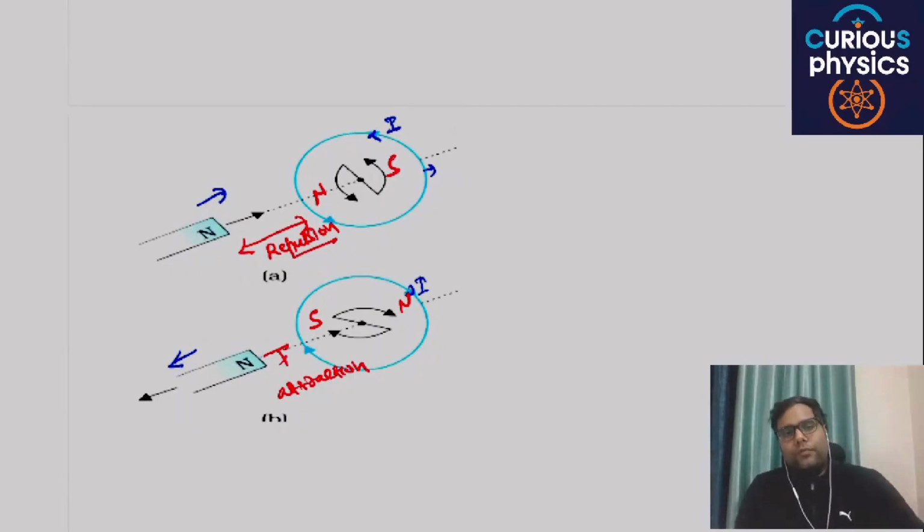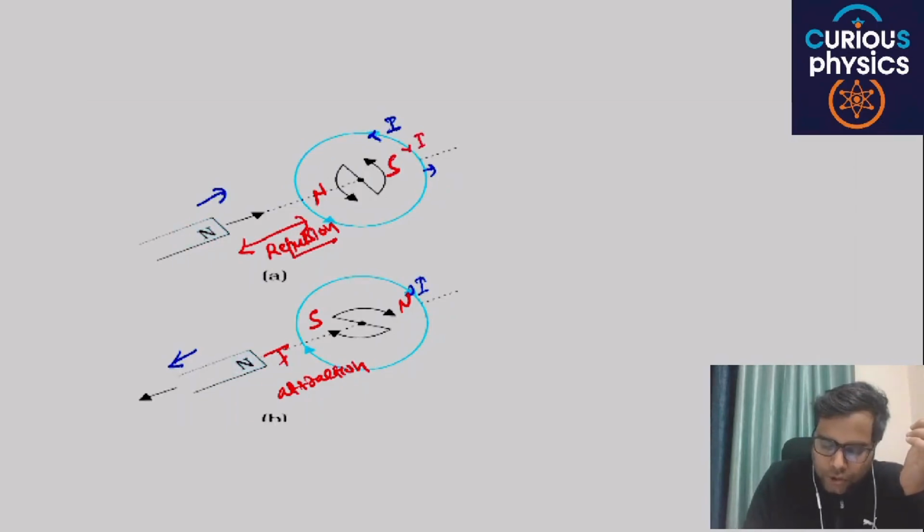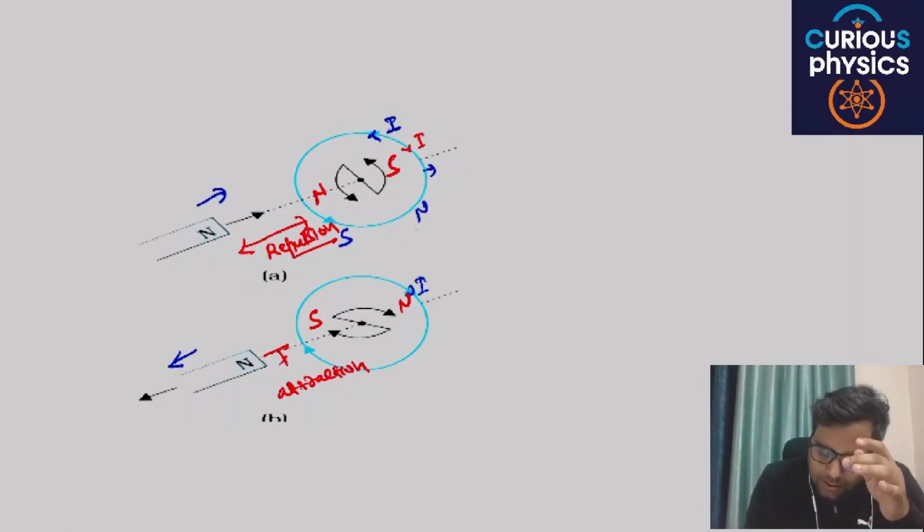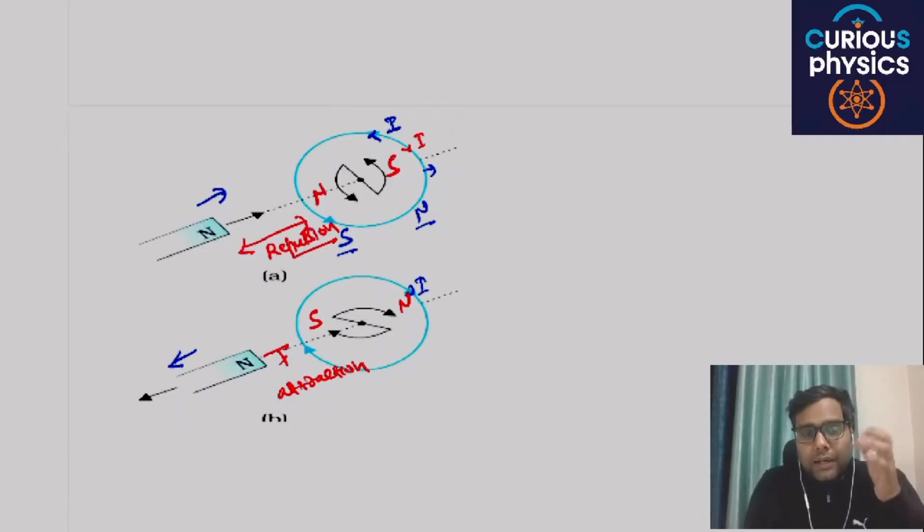So if you want to prove that Lenz's law is in accordance with the law of conservation of energy, then let's consider the direction of current opposite to the actual direction of current. Then this current will produce the magnetic field in this direction. Then this is the south pole and this is the north pole. Then there will be a force of attraction.